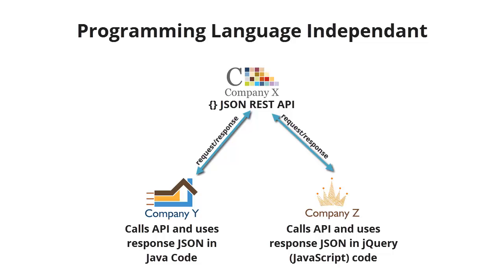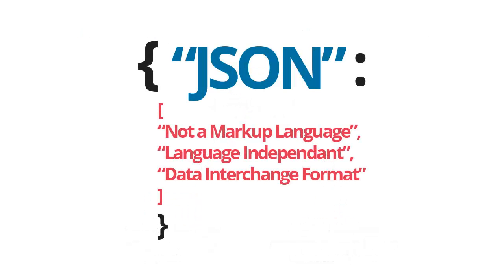If you didn't completely understand everything in that example, that's okay. The main point of the example was to illustrate how JSON is used as a data interchange format and how it is programming language independent.